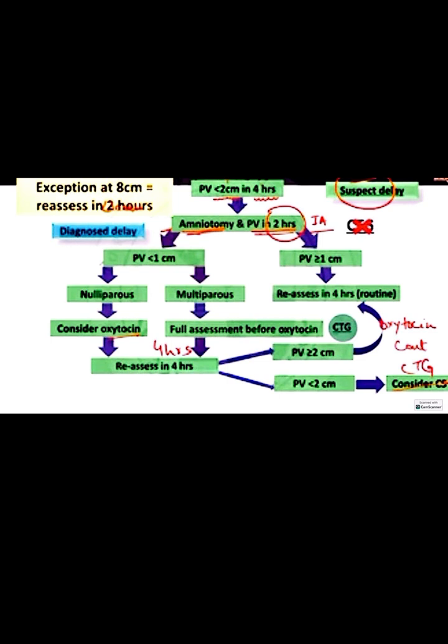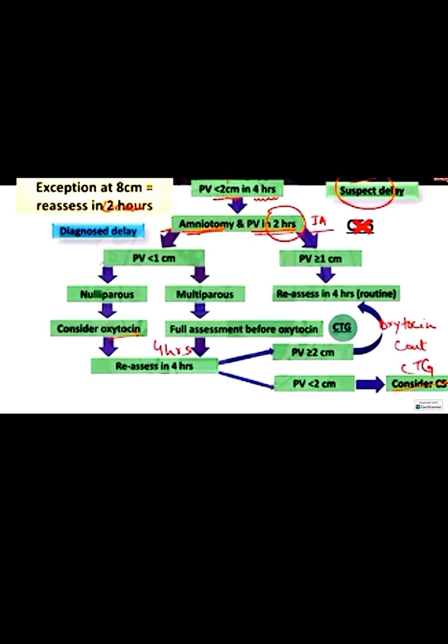So in suspected delay, what do you have to do? In suspected delay, you will do amniotomy if the membranes are intact. Or if, in the scenario they have given you, spontaneous rupture of membranes has already occurred, then the next step you have to choose is PV, you have to wait a further 2 hours. You have to do per-vaginal examination after 2 hours.